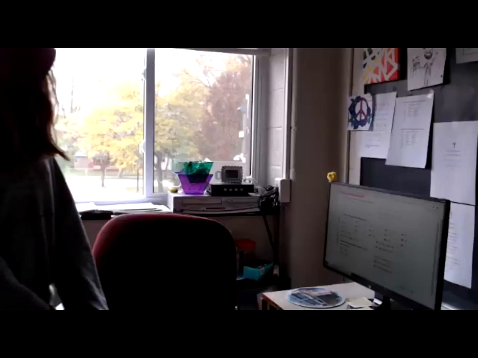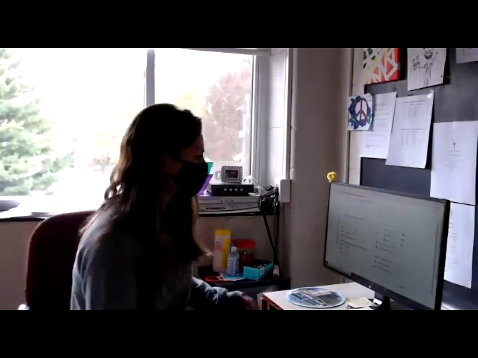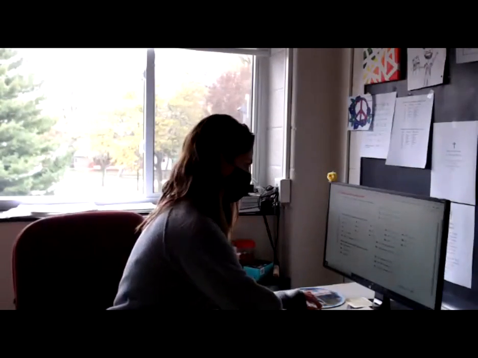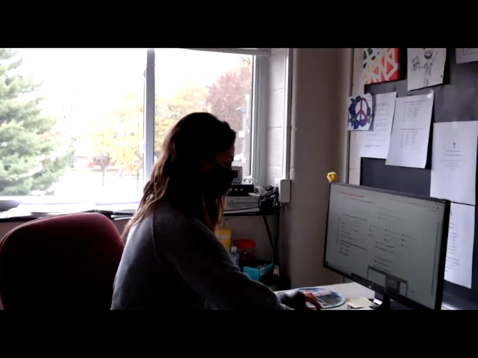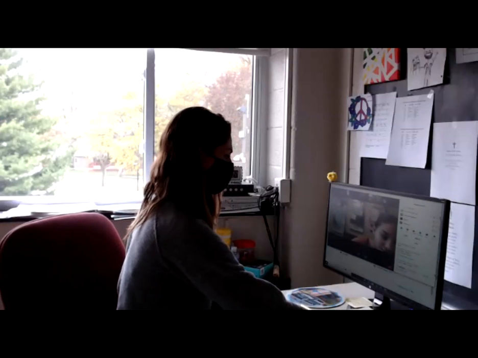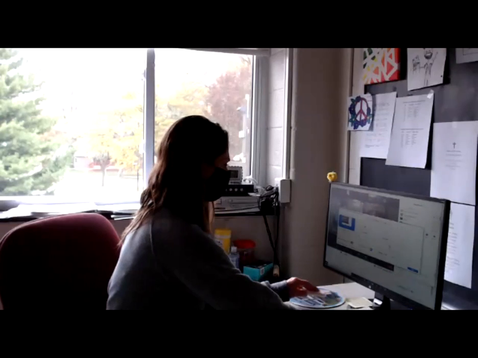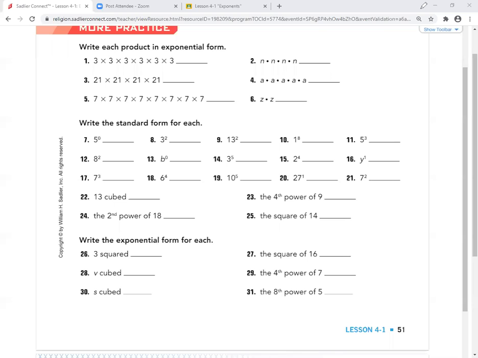Miss Moore, I don't get number 11. Okay, let me look at it. 5 to the third power, that one. You're looking at 5 to the third power? Okay, I'm gonna go back to my screen share and write on the page here.